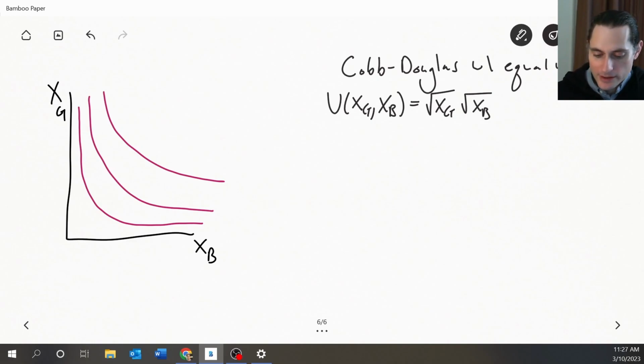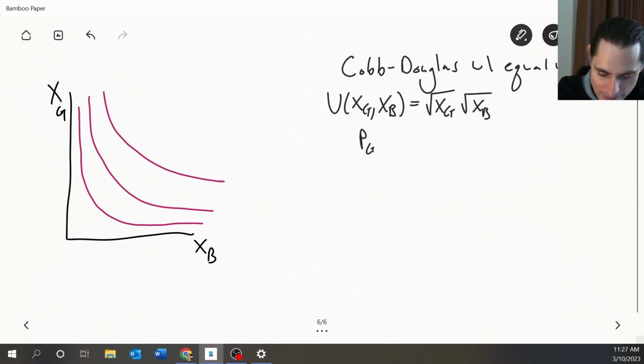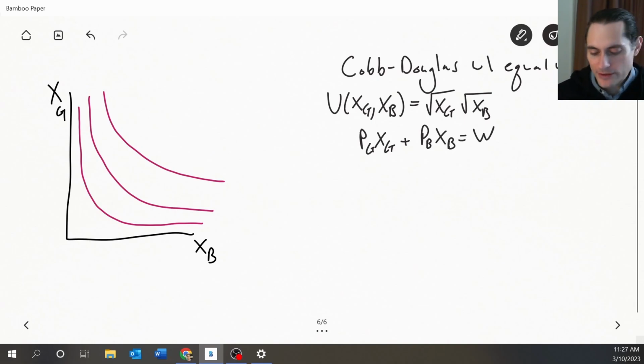So how can we see that they're going to want to consume the same amount of both? Well, let's suppose that they have a budget constraint. So that says the price of guns times the quantity they consume plus the price of butter times the quantity they consume has to equal their wage. Okay, you might say, where does this 1/2 come in? Well, you're going to see it here.